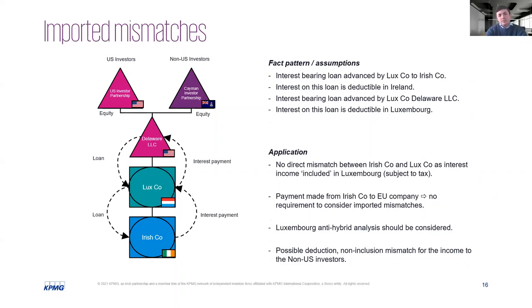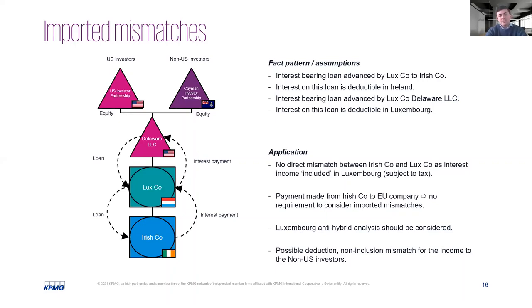So from an Irish imported mismatch perspective, if the payment is being made to an EU recipient, we can effectively stop there. And that's because the hybrid rules came in as a result of the EU Anti-Tax Avoidance Directive, and that effectively required all member states to bring in anti-hybrid legislation. So from an Irish perspective, we look at a payment here to Luxembourg, and we don't need to consider the imported mismatch rules further, and that's on the assumption that to the extent there is a mismatch in the chain further up, the Luxembourg rules will pick up that anyway. So that's helpful in this scenario.